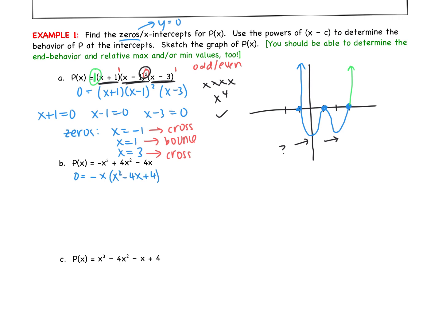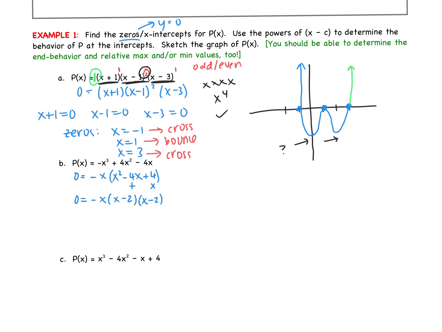And now I can factor what's left. So I'm looking for 2 numbers that multiply to 4 and add to negative 4. What are those 2 numbers? Multiply to 4, add to negative 4? -2 and -2. Very good. So we have x minus 2, x minus 2.